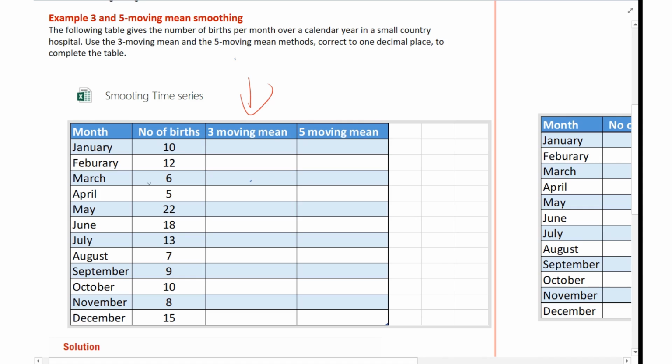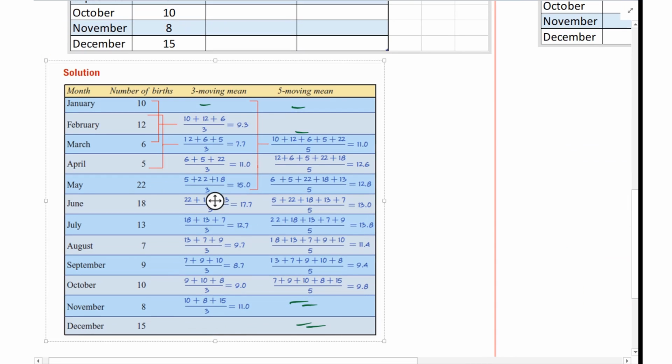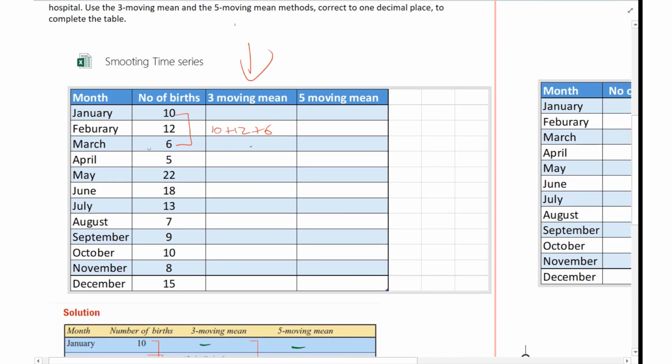So when we do a 3 moving mean, we're going to look at these 3. And so basically in here, we're going to go 10 plus 12 plus 6. Okay? Equals 9.3. Okay? Let's change color. We're going to look at then, because basically what we're after is those 3 numbers there.